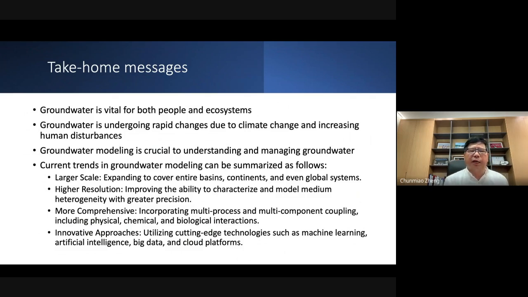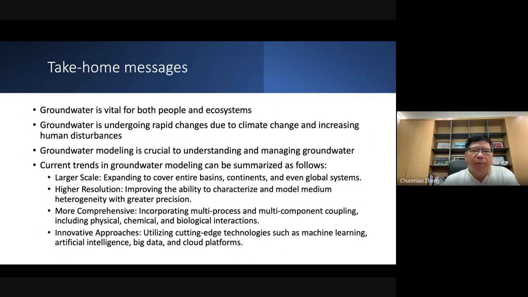Now we have covered entire basins, like the Greater Bay Area, and also continental scales, like the entire U.S. and entire mainland China. And even global scale. I'll show you a few studies looking at the entire global picture of the groundwater system. We're also going to higher resolution, because the subsurface is very heterogeneous media. If we want to account for heterogeneity, we need to increase the resolution.